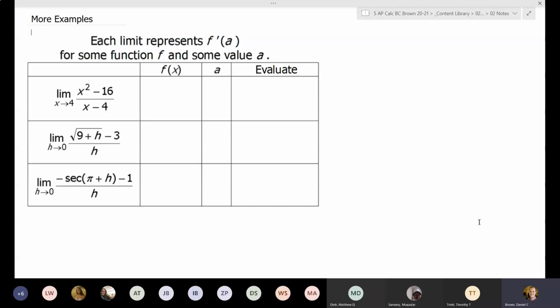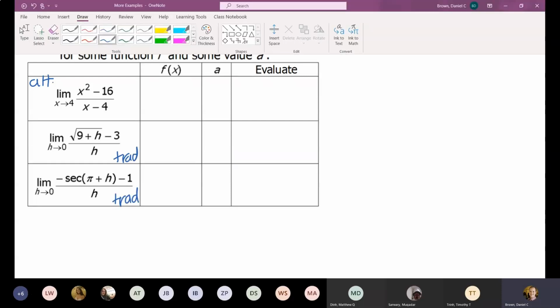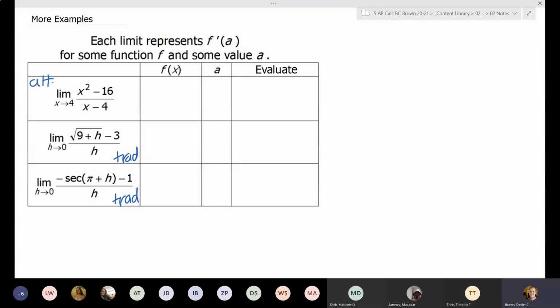But I also want us to be able to recognize when we're looking at a derivative and when we're not looking at a derivative. So like this first one, this is not h going to 0, so this is definitely the alternate version of the definition of the derivative. The second 2 are definitely more of the traditional definition of the derivative with the h. And for each of these, we can do them pretty quickly by first identifying the function being plugged into them, the value we're taking the derivative at, and then instead of evaluating it like a limit, we can evaluate it like a derivative.